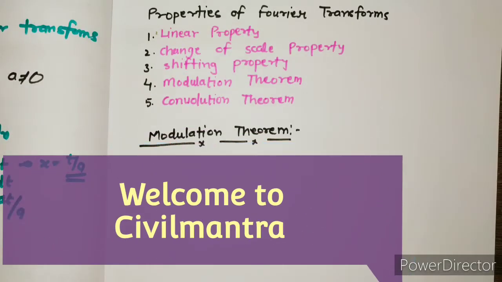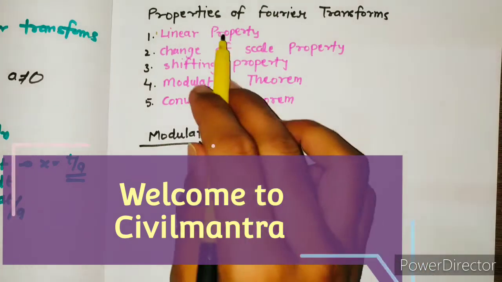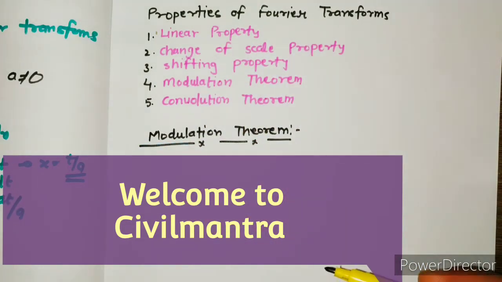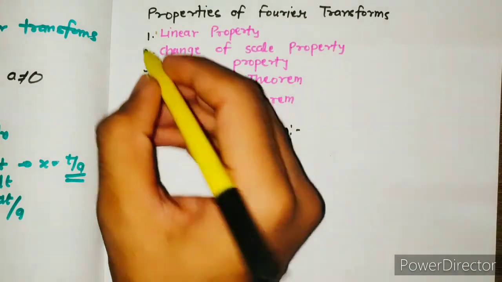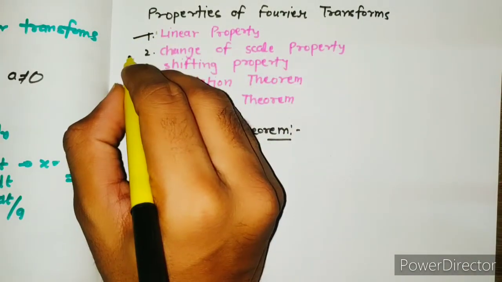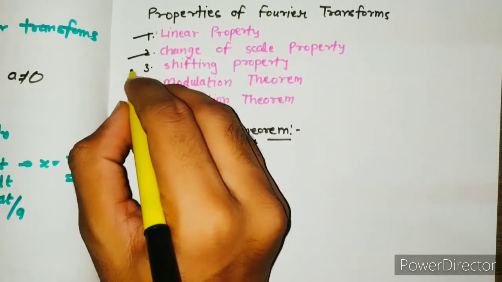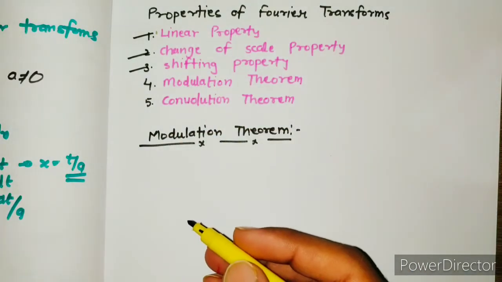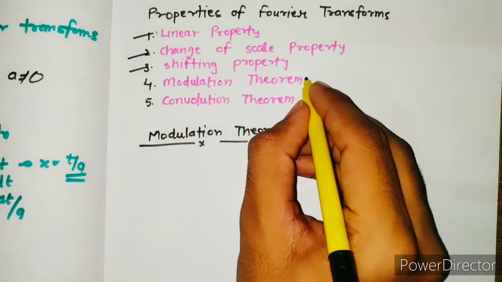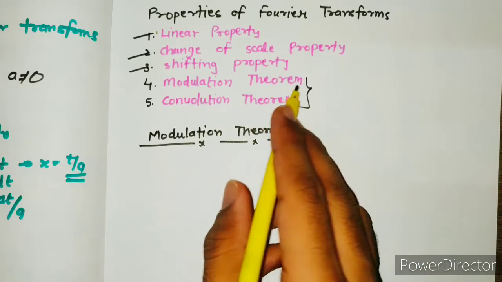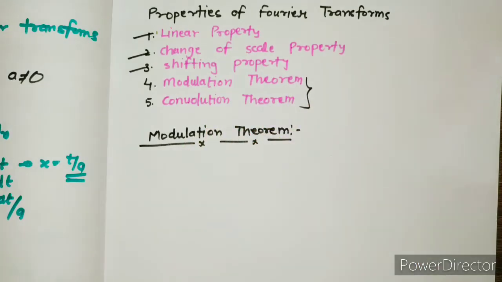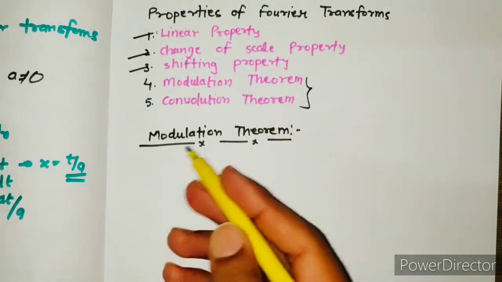In this video, we discuss the properties of the Fourier transform. We have already discussed the linear property, change of scale property and shifting property. In this video, we discuss two properties: the modulation theorem and the convolution theorem. So firstly, we discuss the modulation theorem.